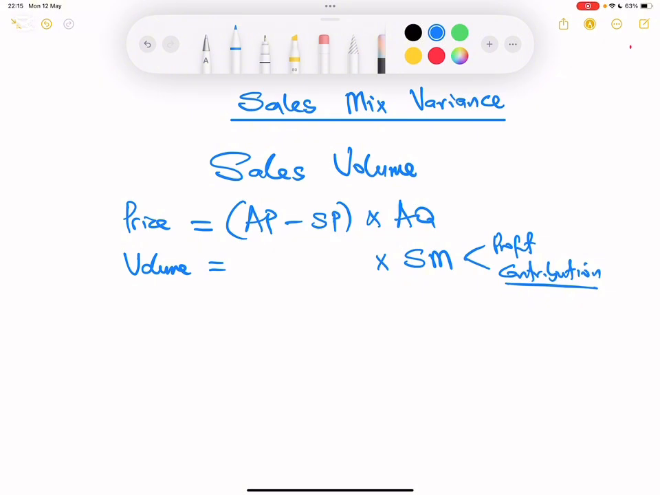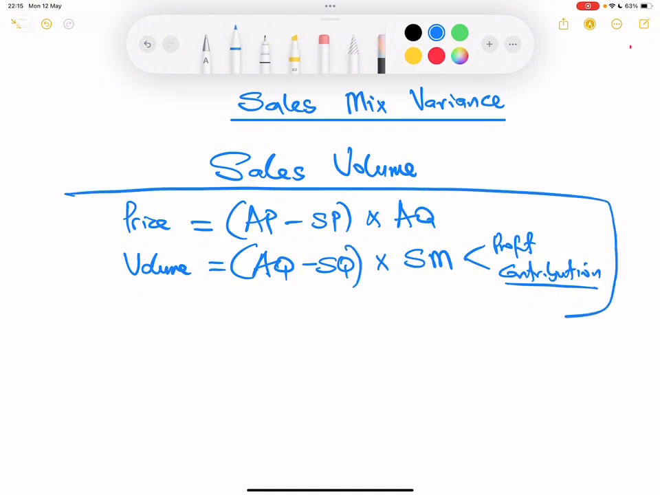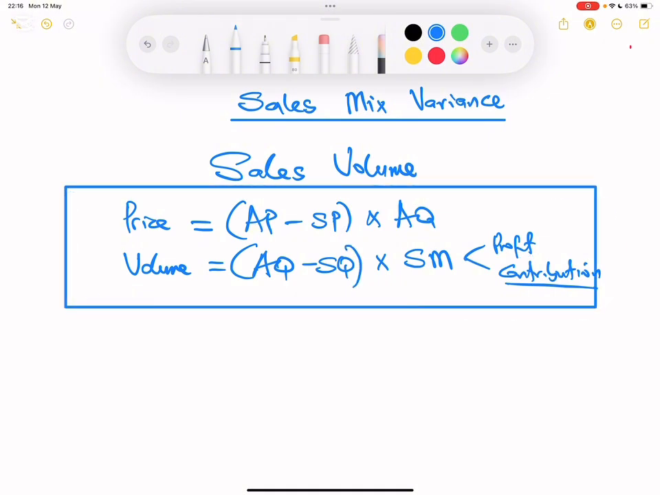And what is volume looking at is about what volume did we sell compared to what we plan to sell, right? So did we sell a different quantity? So that is actual quantity that we sold minus the standard quantity that we plan to sell. This was what we've dealt with, this part, fully.